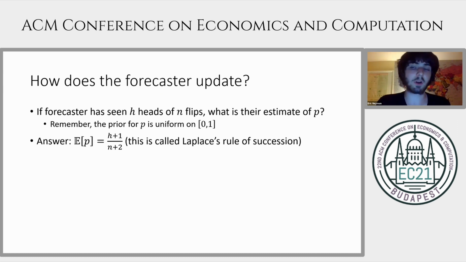So to get a handle on how the forecaster behaves, we first need to understand the probability that the expert thinks at any given time. Let's say that the forecaster has seen H heads out of N flips. What is their estimate of the true probability P? The answer turns out to be (H plus 1) over (N plus 2). And as a sanity check, you can plug in H equals N equals 0. This is the case before the forecaster has flipped the coin any number of times. And then you get 1/2, which checks out, because remember that the true probability P is drawn uniformly from [0, 1]. And so the expert's prior is in fact 1/2.